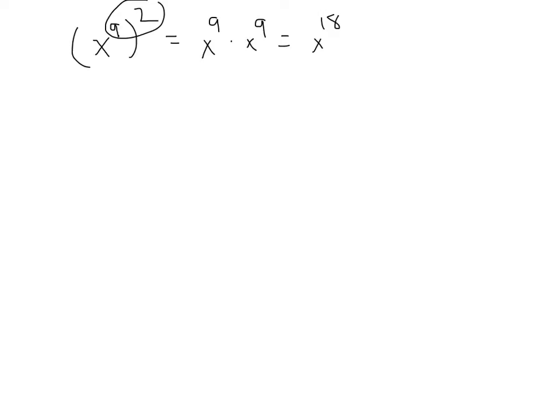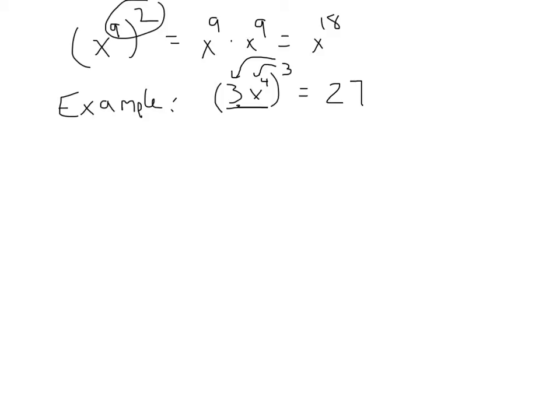Let's take a look at an example that's a little bit more complicated. Here we have the quantity 3x to the 4th, that quantity raised to the 3rd power. When I've got a quantity raised to a power like this, I need to make sure that the exponent gets applied to each term in here. So first I'll say, okay, 3 to the 3rd: 3 times 3 is 9, times 3 is 27. And then x to the 4th cubed. Well, 4 times 3 is 12, so that's x to the 12th. So again, just make sure that the exponent here gets applied to each term in parentheses.